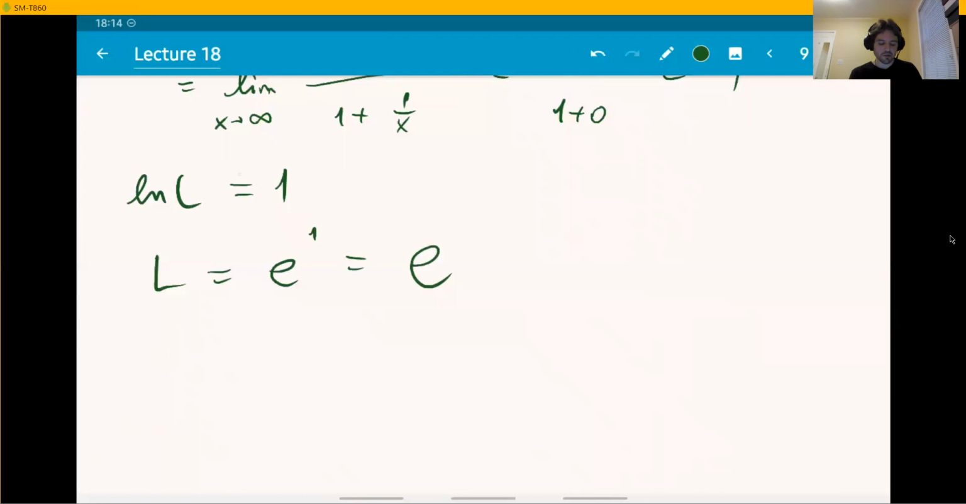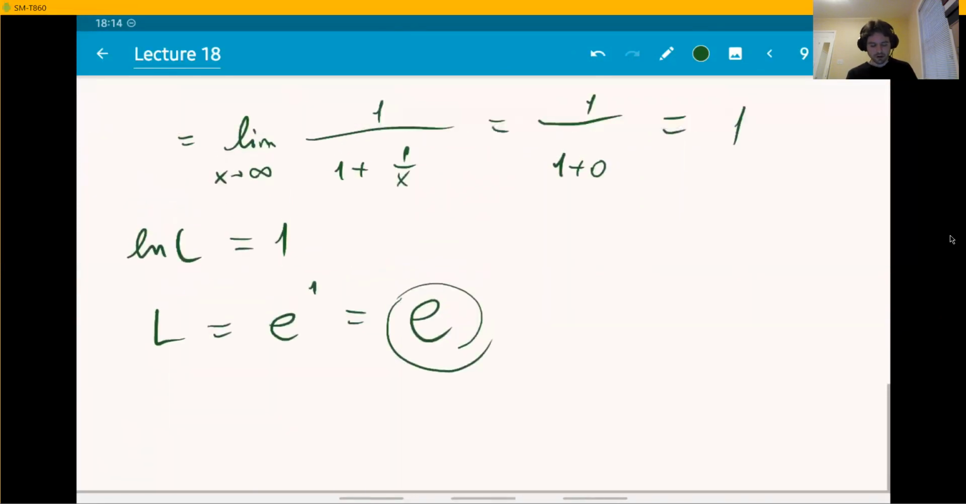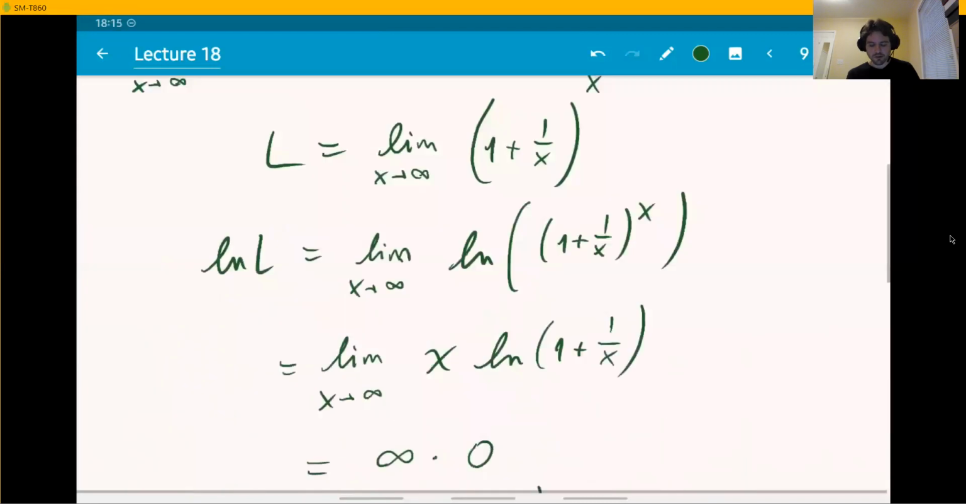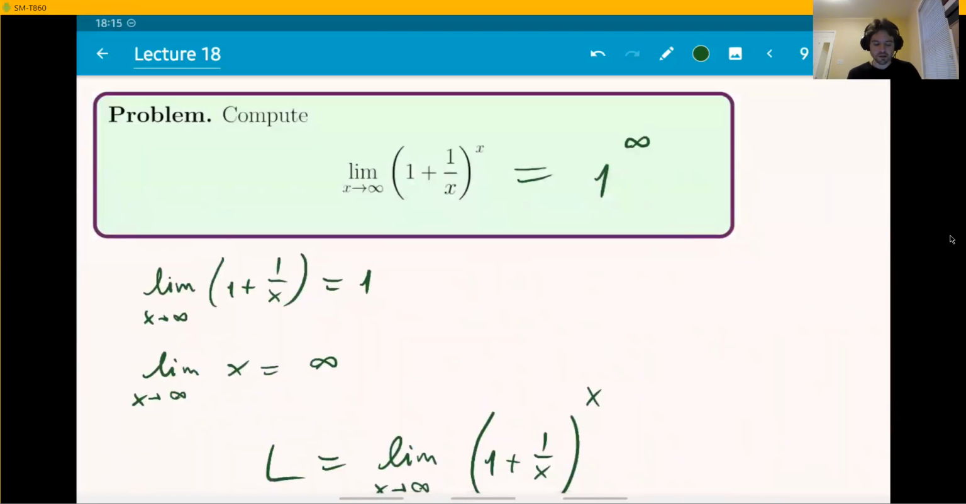If ln of something is 1, then that thing is e. This is the final answer. So in a lot of calculus textbooks, the definition of the number e is going to be as this limit, by the way. We've never actually given a definition of this magic constant e. It can be defined by using this limit, and then the properties of e, like the derivative of the exponential function, for example, they all derive from here.